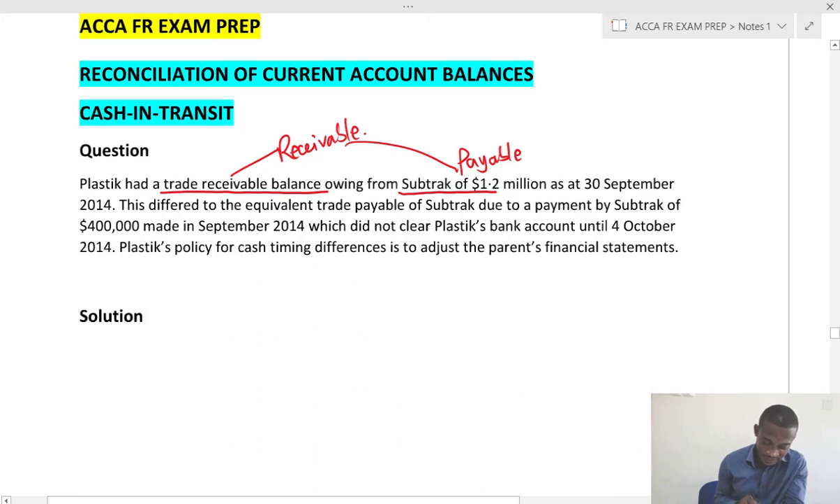Now, this differed to the equivalent trade payable of Subtrac due to a payment by Subtrac of 400,000 made in September, which did not clear Plastic's bank account until 4th October, so after the year end. And this is what we call the cash in transit. Now, Plastic's policy for cash timing differences is to adjust the parent financial statement. So let's see.